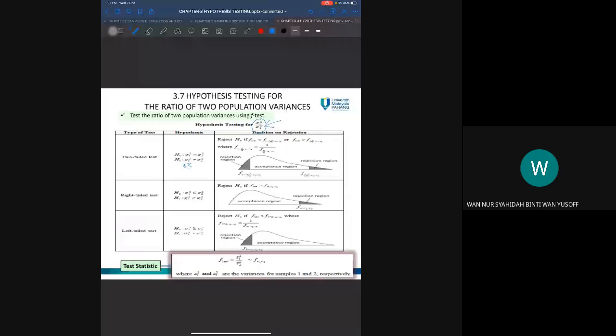So the null hypothesis, sigma 1 equal to sigma 2, I will write here now. Or you can write it in the form of a ratio.